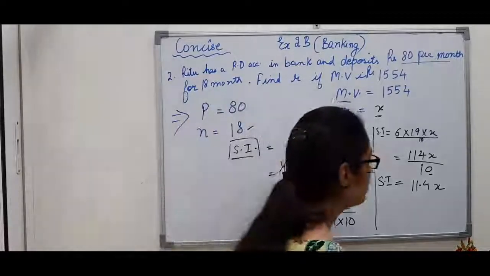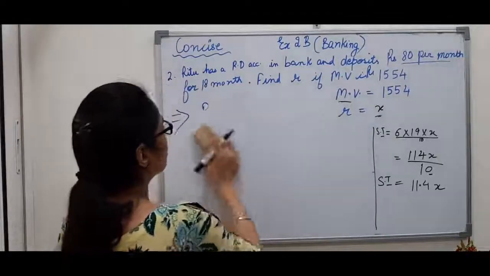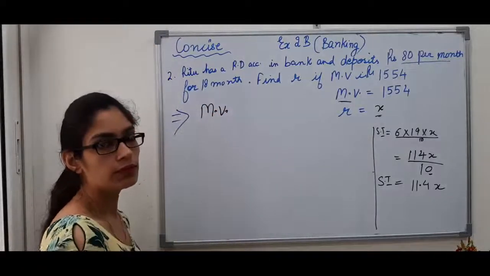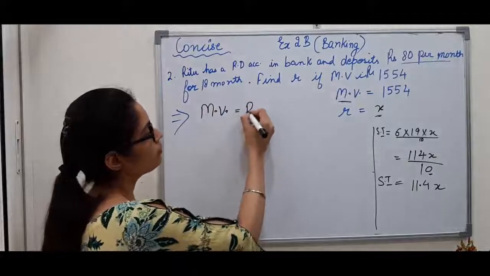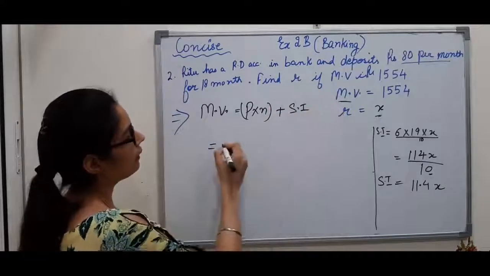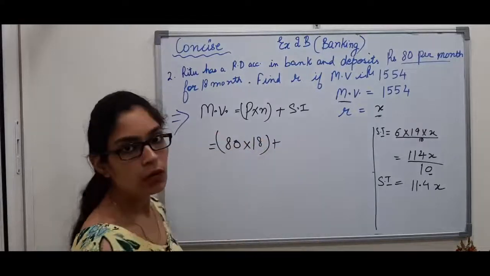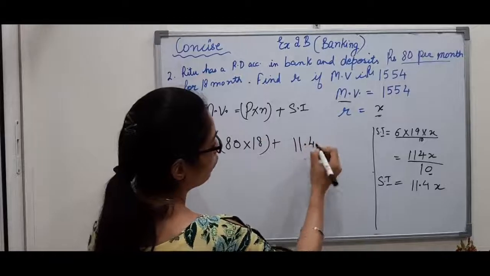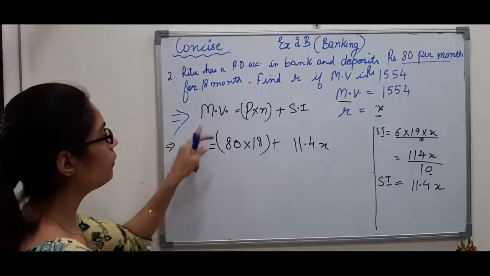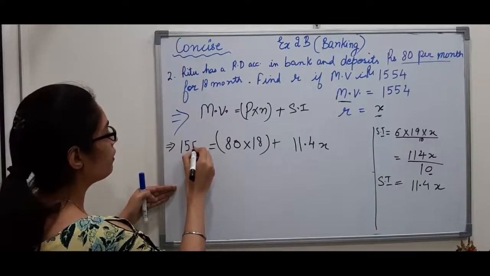So now I got the value of simple interest as 11.4x. Now we will put this value of simple interest in the formula of maturity value. Write it down yourself. What is the formula? Yes, this is P into N plus simple interest. P is 80, it's given, N is 18. Simple interest, just now we have calculated, 11.4x. So here I will start from this arrow itself. You have to write this, and the value of maturity is already given. So below MV I will write its value, 1554.